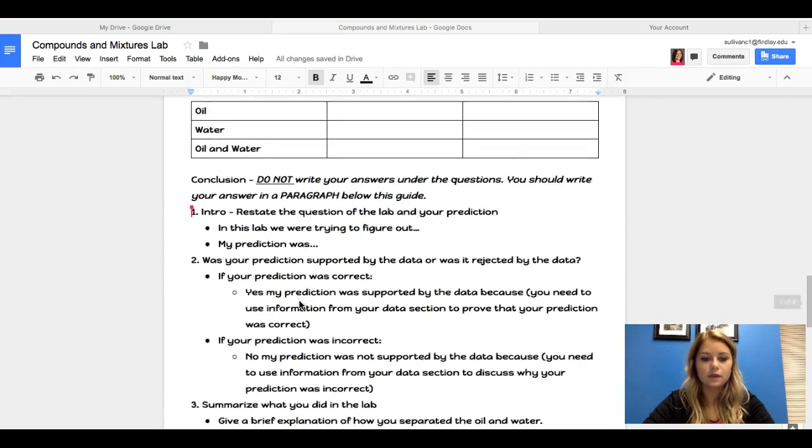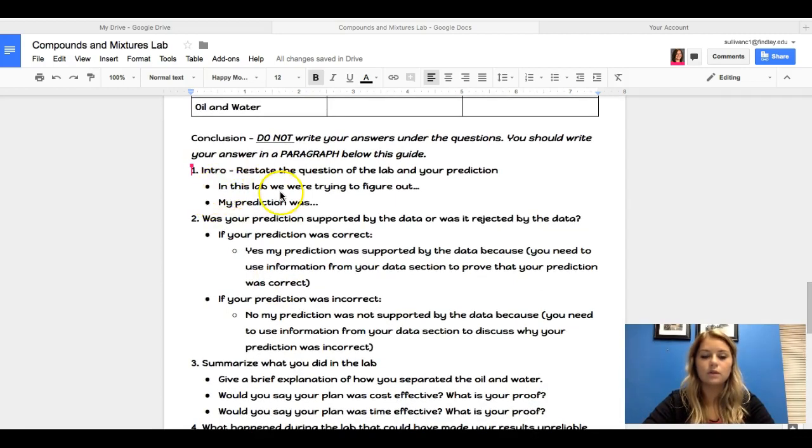If we go back down here, right here are some sentence starters to help you out by restating your question and your prediction. So in this lab, we were trying to figure out, and then you restate the question, and then my prediction was, and then you list your prediction that you created back up at the beginning of this document.